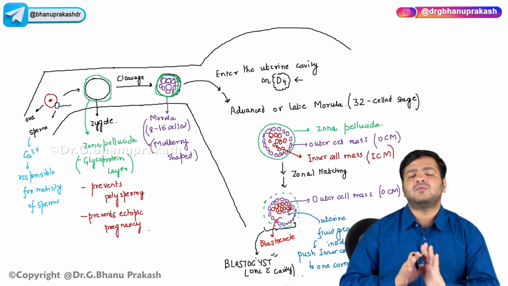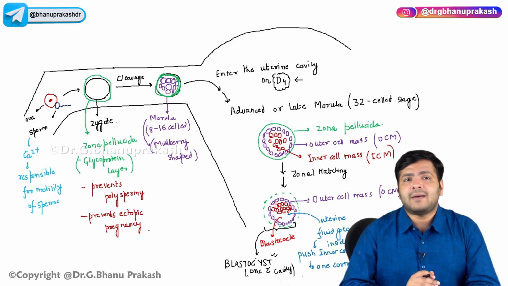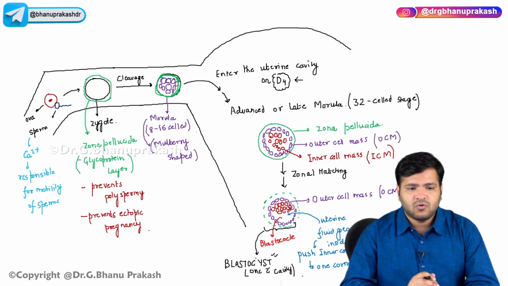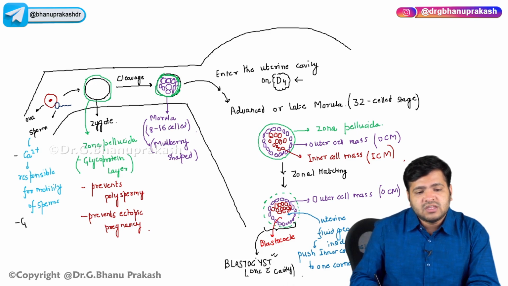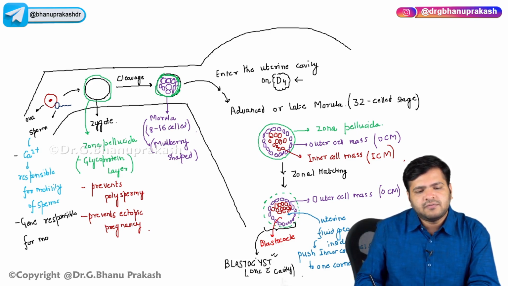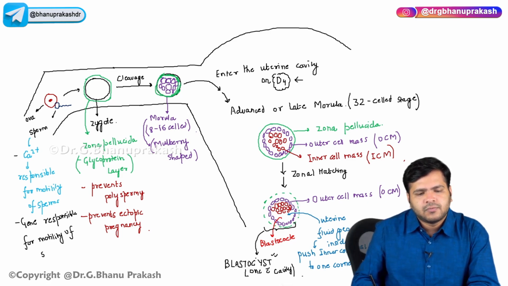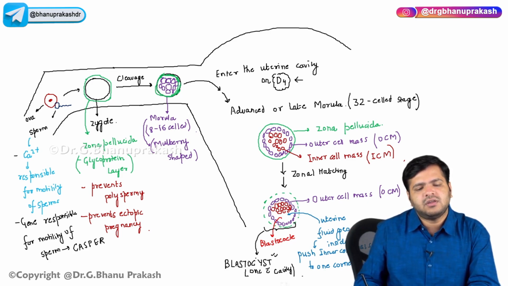So fertilization has happened. Again revising, what is happening? The sperm and the ovum will fertilize. Calcium is the ion responsible for motility of sperm. Also you can remember the gene responsible for motility of sperm, it is the CatSper gene, right?